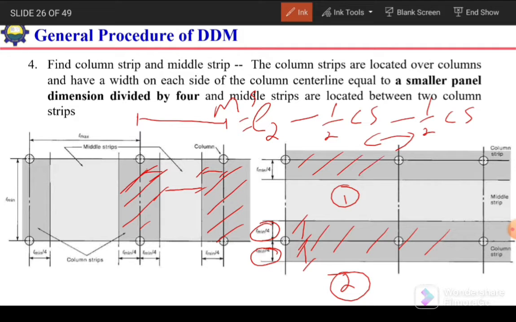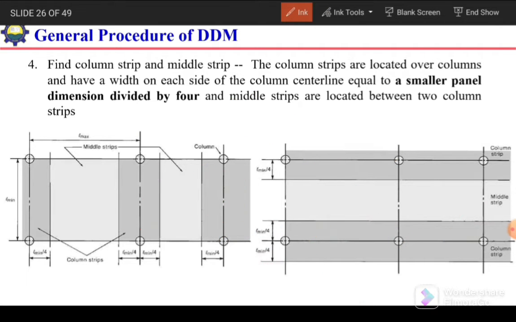So in between these two column strips we will have this middle strip, and the dimension of the middle strip will be the total width of the frame, or the width of the panel, minus half column strip here and half column strip here. So the subtraction of these two half column strips from this overall width, we will again call it L2, minus half column strip width from here and half column strip width from here, will give us the width of the middle strip. In this way we can determine the width of column strip and middle strip.